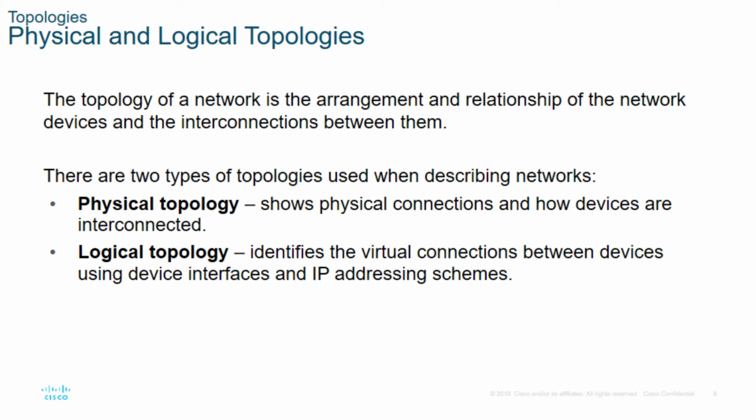And the physical topologies are usually point to point or star topology. So number two is logical. It refers to the way a network transfers frames from one node to the next, and this topology identifies the virtual connections using device interfaces and layer 3 IP addressing schemes. So basically, the data link layer sees the logical topology of a network when controlling data access to the media. It is the logical topology that influences the type of network framing and media access control used.